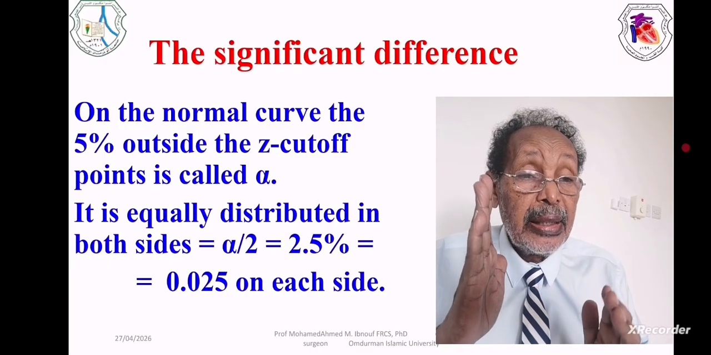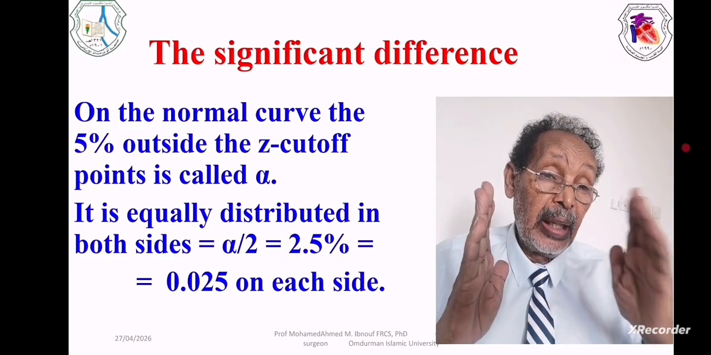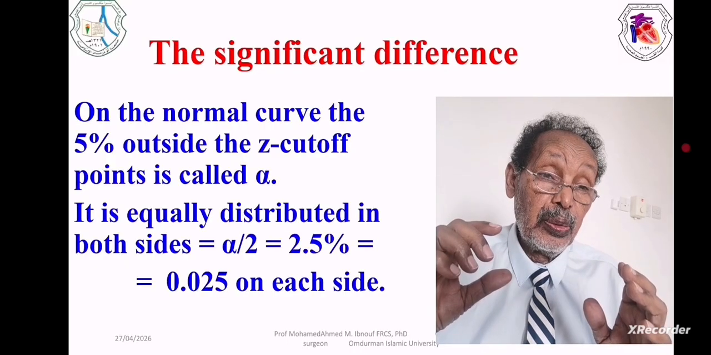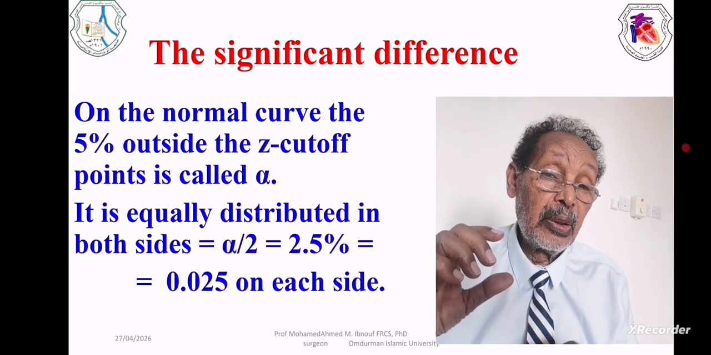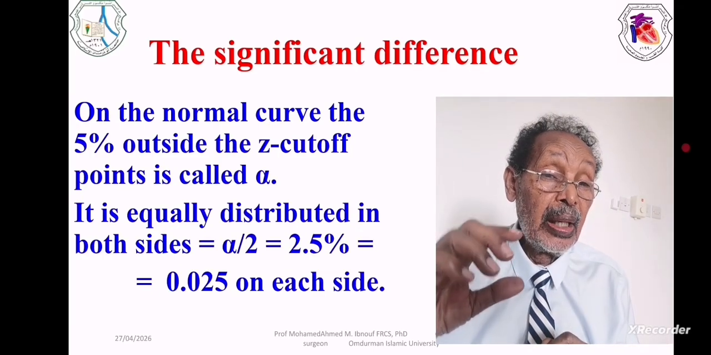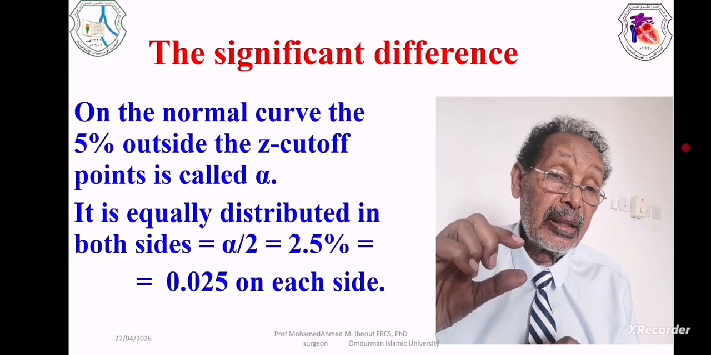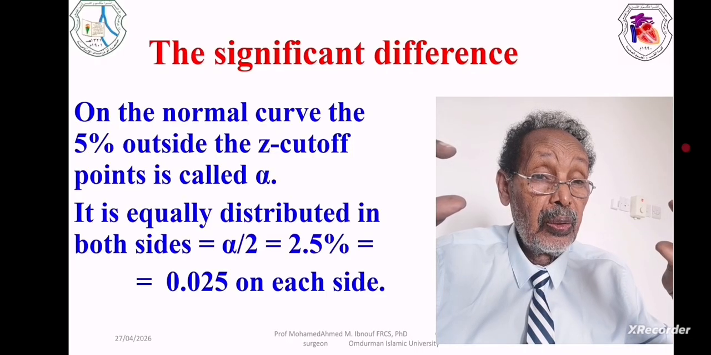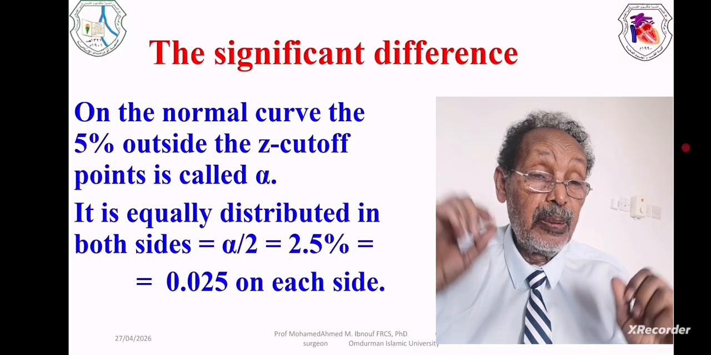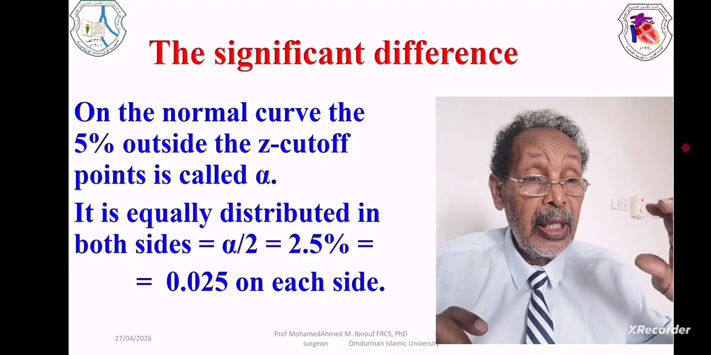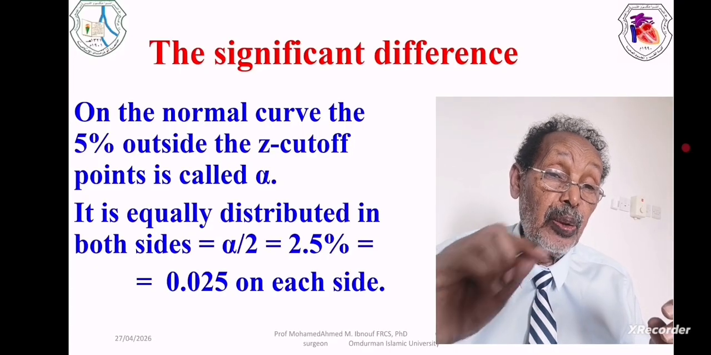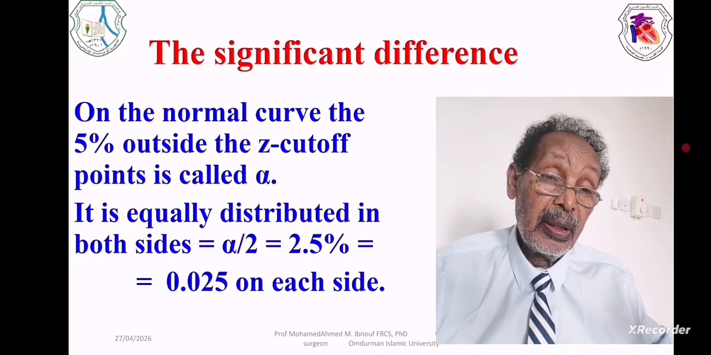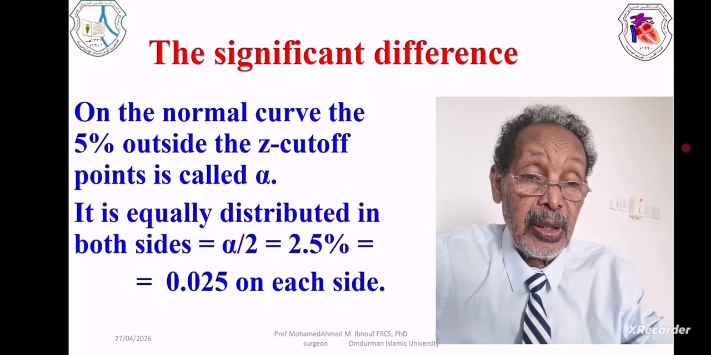Let me remind you, we usually take 1 equal to 100%, right? Half of this 1 is 0.5, which is equivalent to 50%. Then 5% is equal to 0.05. And half of this 5% is 0.025. Just to remind you.